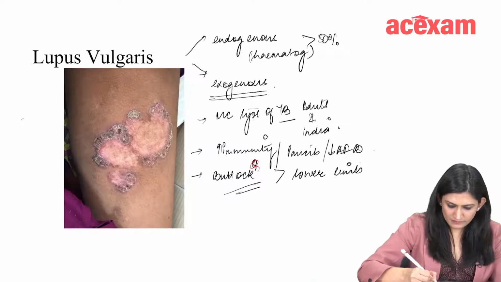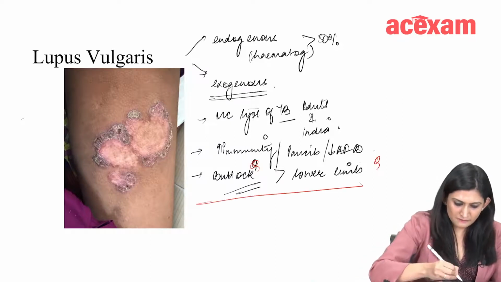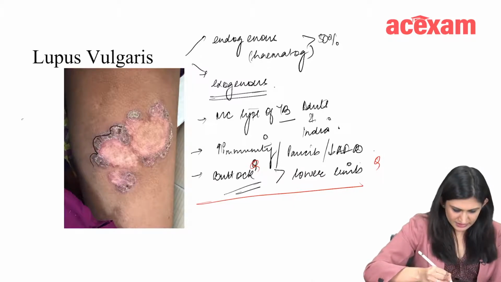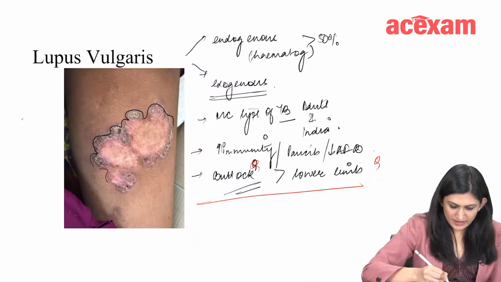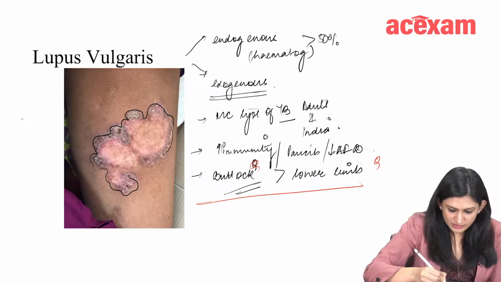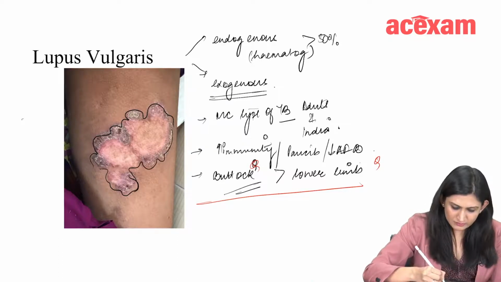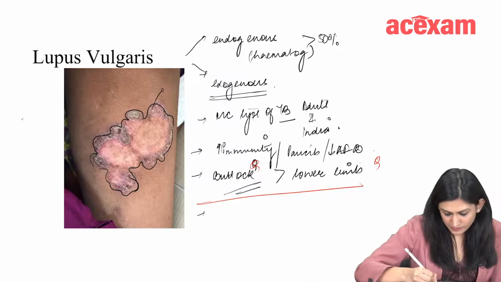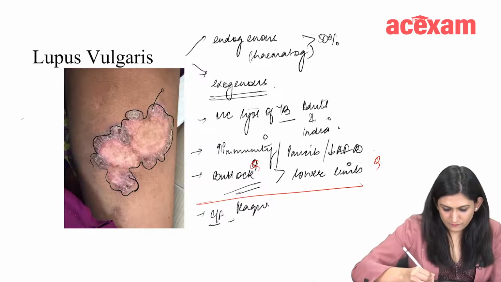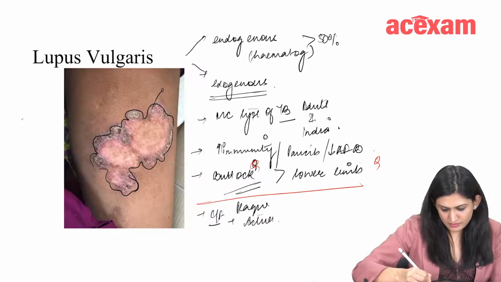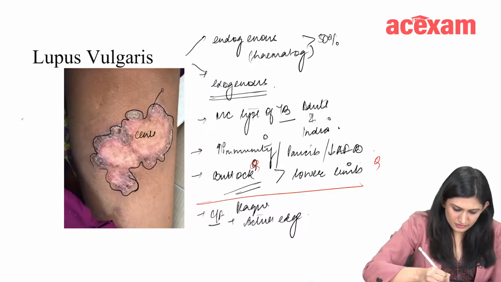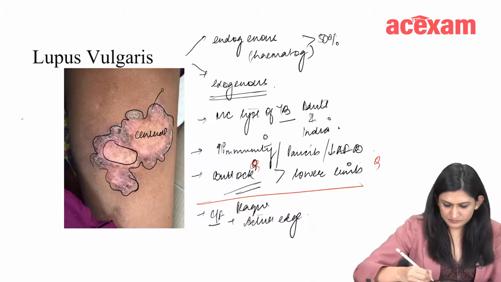And how will the manifestation occur? So the manifestation would be a plaque. So as you can see, this is a plaque. It is a well-defined plaque with bluish or violaceous margins. You can see this is a violaceous plaque with bluish margins with an active edge. So, plaque with active edge and central scarring. So this is central scarring. You can see this scarring.